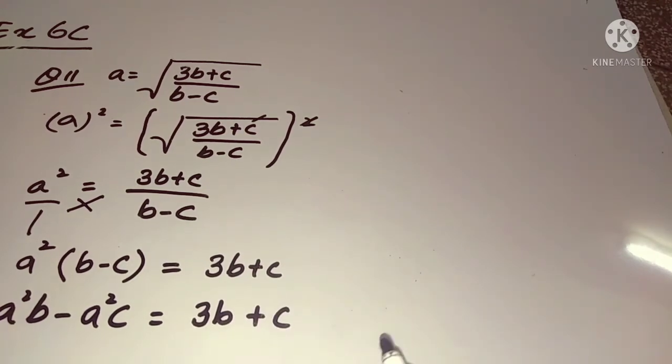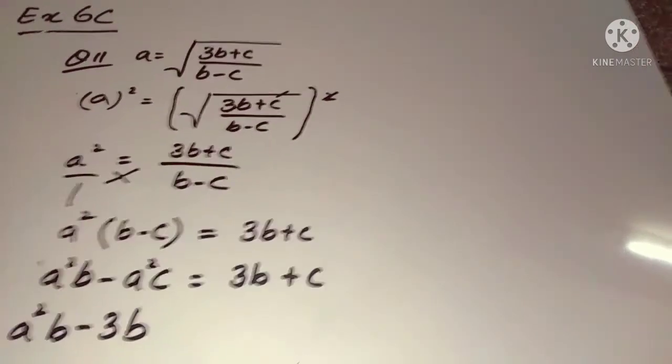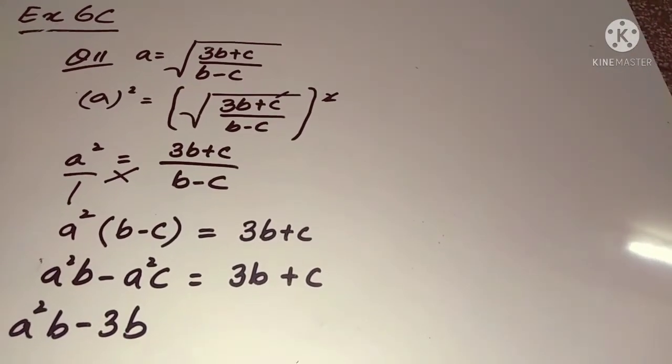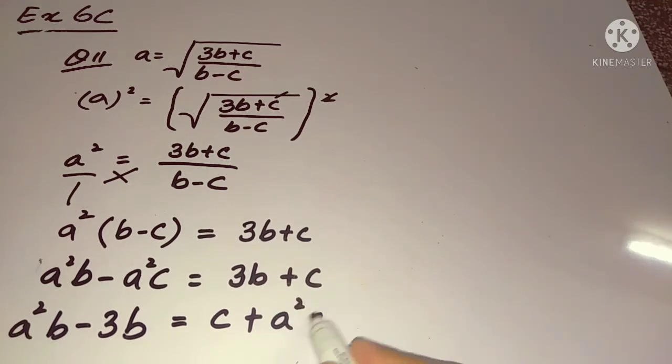Now students, what you can do is take b on one side, and keep c on the other side. So this 3b is being added over here, it will move to this side and be subtracted, so a square b minus 3b. I have moved 3b to the left hand side. Now I'm moving this c term to the right hand side. It's subtracting over here, it will come to this side and be added, so it will become c plus a square c.